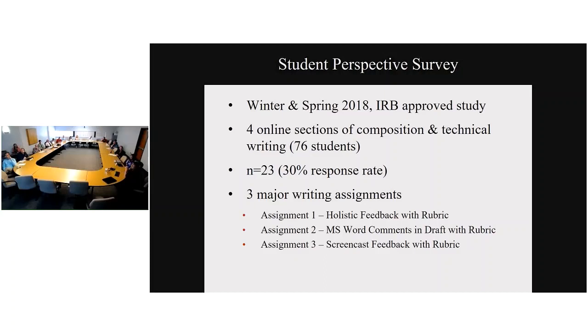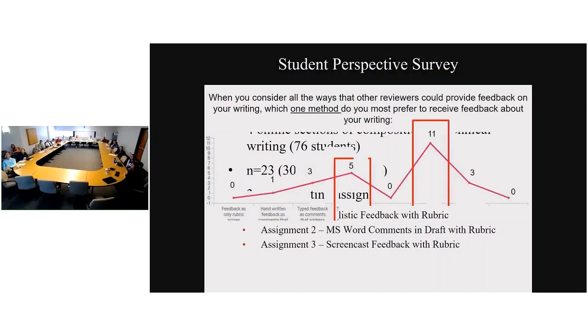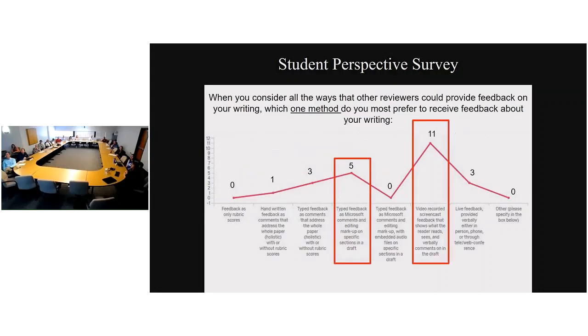And so I asked students some questions, and I don't have all of them here for the sake of time. But one of the questions I asked them was to consider all of the ways that other reviewers could provide feedback on their writing. Which one method did you most prefer?